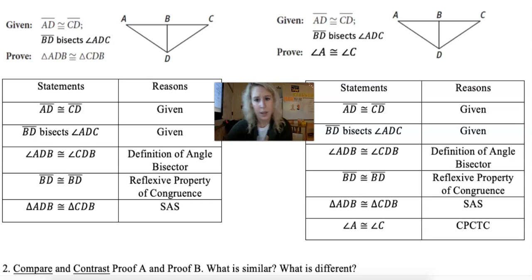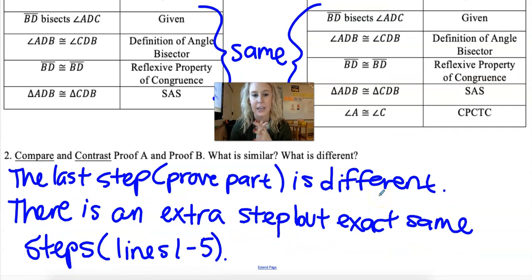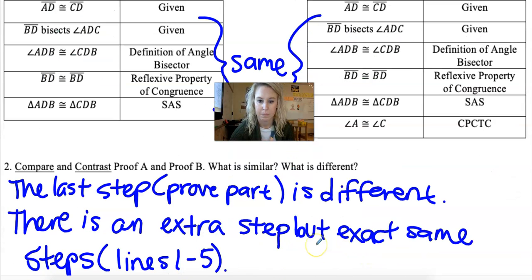Press pause. So let's discuss what we got. So I said how they're different is the last step of the proof part is different. So what that means is I was proving two triangles are congruent last week, and now I'm going to be proving some angles are congruent, okay? So the proof part was different. Again, the proof part was still the last part, but it was a different proof. It wasn't the triangle this time.